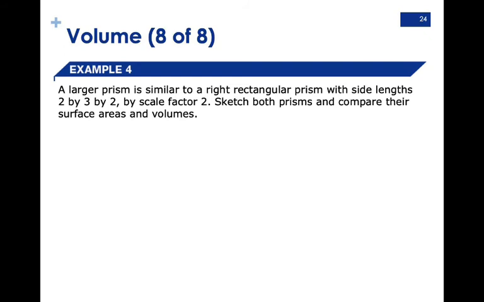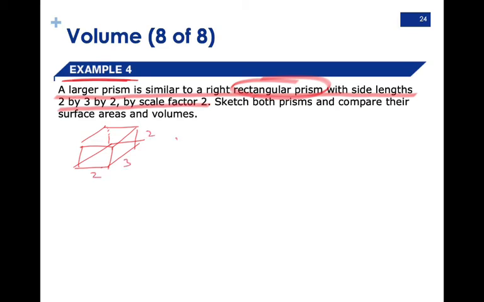All right, let's look at this example now, looking at a large prism that is similar to a right rectangular prism here with side lengths of 2 by 3 by 2. So let's go ahead and draw out our original figure here. And then we know that this is 2 by 3 by 2. And so the volume of this rectangular prism is going to be 12 units in this case.